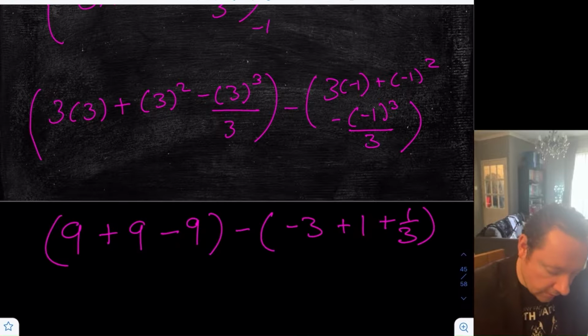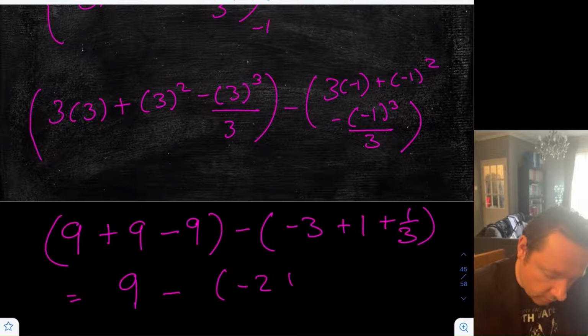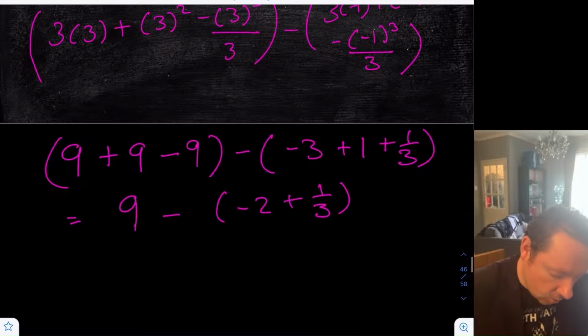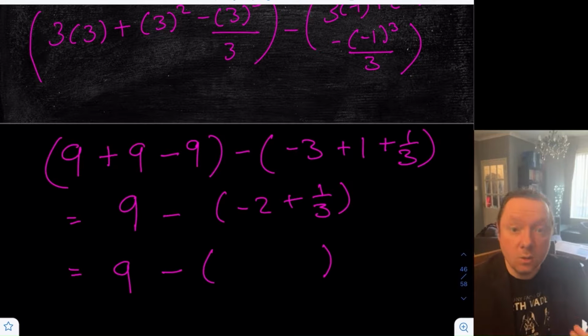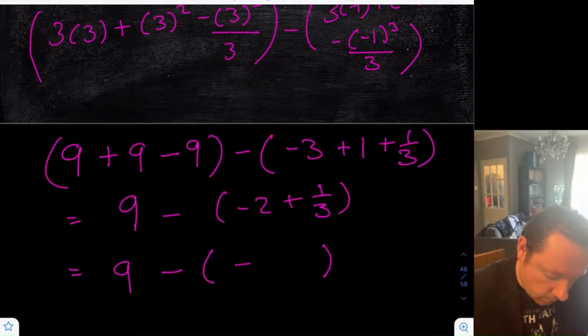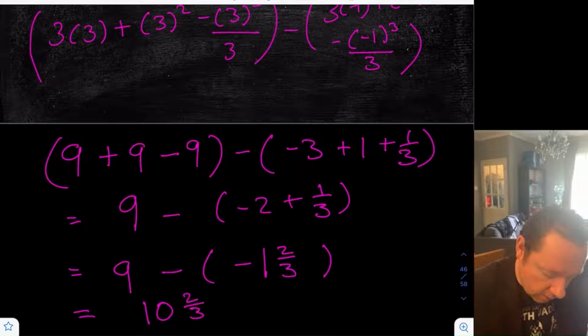9 plus 9 minus 9 is just 9. Minus 3 plus 1 is -2. Plus a third, I'll take my time on this. So we get 9 minus 2 plus a third, which is -1 2/3. 9 plus 1 2/3 is 10 2/3, and we're done there.